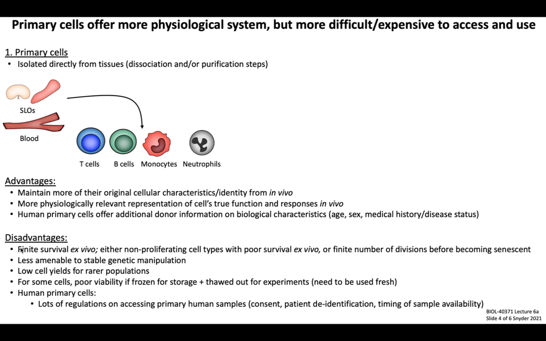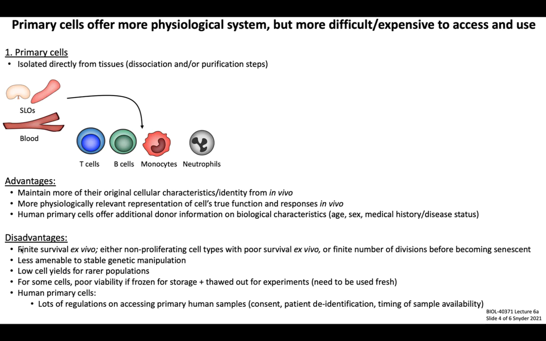For rarer cell populations, such as dendritic cells that are isolated from tumor tissue, you also get very low cell yields, so you might need a lot of tissue in order to get enough cells to do an experiment. Lots of primary cells also don't have good viability if you try to freeze them for long-term storage in liquid nitrogen and then thaw them out for a future experiment. So you usually need to start using them the same day that you harvest tissues, which for some isolation protocols can take a lot of time.